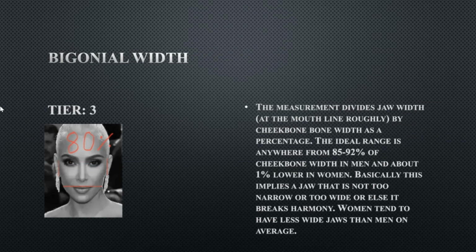Her bigonial width is a tier 3, so how wide is her jaw? Her jaw is at 80% of her cheekbones, so she doesn't really have wide cheekbones relative to her face, but her jaw needs to be a little bit wider. What this will do is give you the light bulb effect. If your jaw is narrow and not wide enough, but your forehead is wide, it will give you a light bulb effect because the bottom of the head is very skinny and the top of the head is very wide. That's exactly what's going on here, but this is still within the normal range.